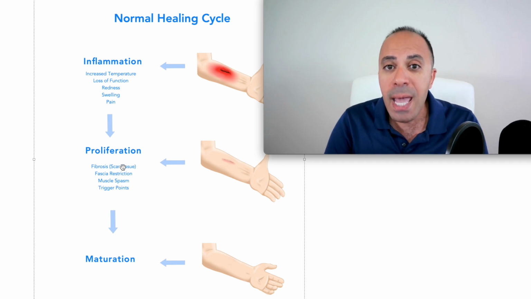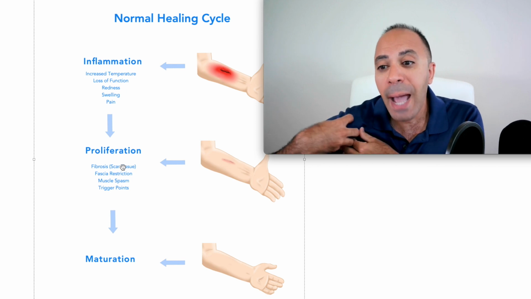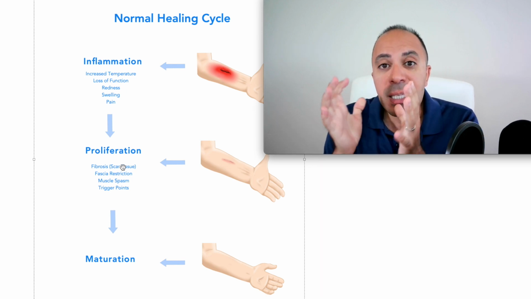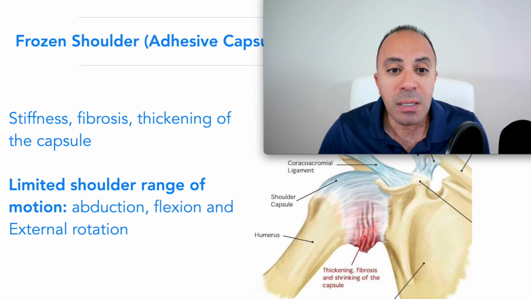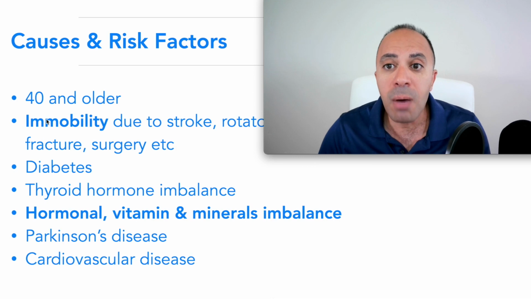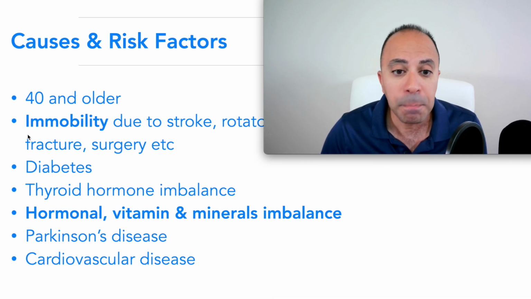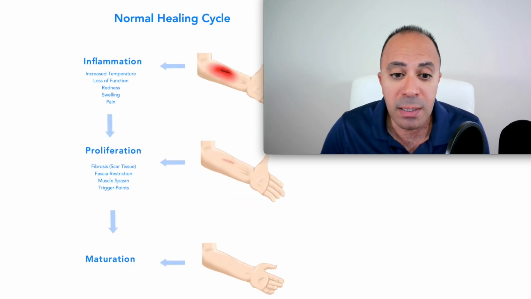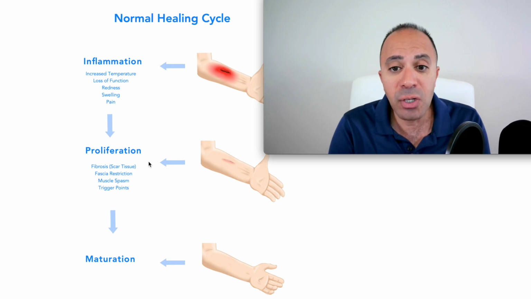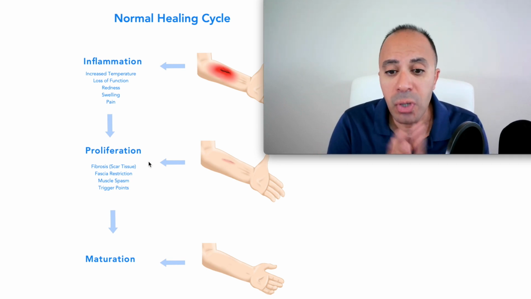The problem is when you have too much of that and it causes the capsule of your shoulder to shrink and stick together. That's what causes the frozen shoulder here. And that's extremely important for treating frozen shoulder. That's why exercises do not work. We need to internally work on the scar tissue. During the proliferation stage, there's actually a cascade of events: scar tissue, fascial restriction, muscle spasm, trigger points.